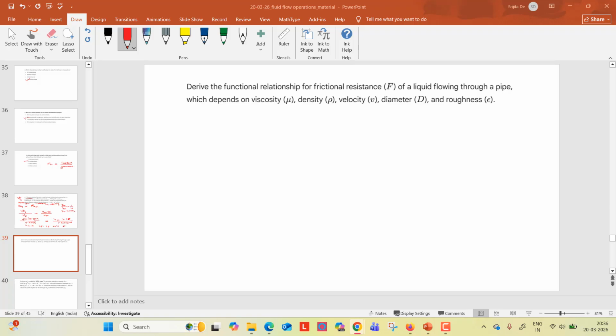Derive a functional relationship for frictional resistance of a liquid flowing through a pipe which depends on the viscosity, density, velocity, diameter, and roughness. I think we have done this just now with the Rayleigh method. So I'm not doing it now. I am writing this as done. In this session only we have done it.